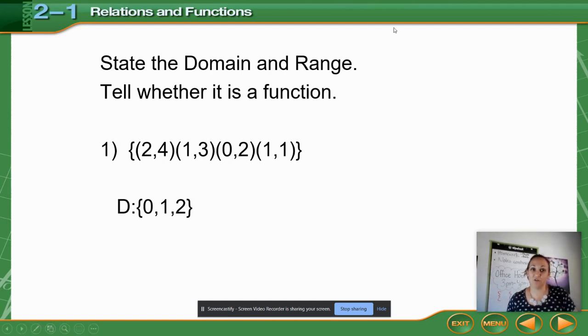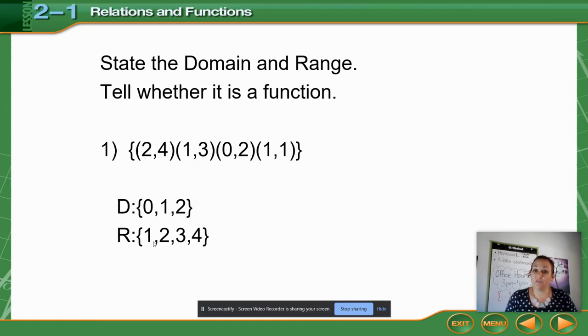Looking at my range, I'm going to look at all my y numbers. Those are the second numbers in the ordered pair. If I start at the end, I can start with the smallest. So 1, 2, 3, and 4. Those are all my ranges, my y numbers. Again, in the curly brackets. It's okay to have the same number in the domain and the range. It's not an issue.